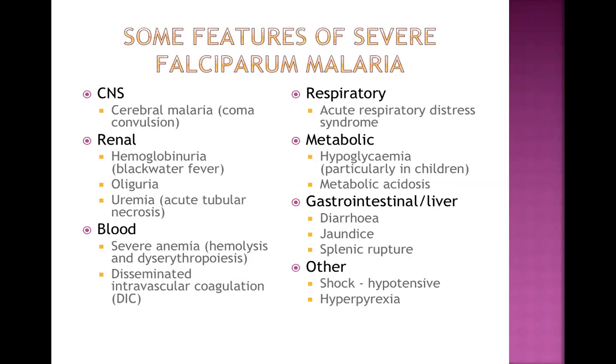Oliguria because of renal failure, as well as uremia. Uremia means there is increased blood urea nitrogen and serum creatinine in the blood. This may be a feature of acute tubular necrosis, okay, which is a type of renal failure. In the blood itself, they can lead to severe anemia because of hemolysis as well as dyserythropoiesis, and they may lead to disseminated intravascular coagulation, DIC, which is a very fatal condition.